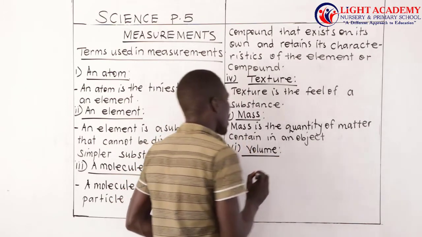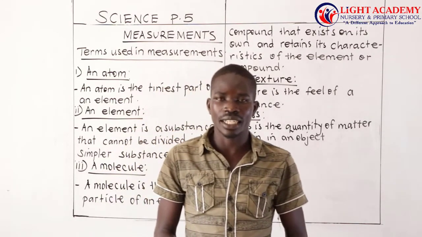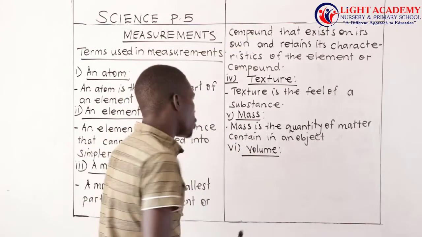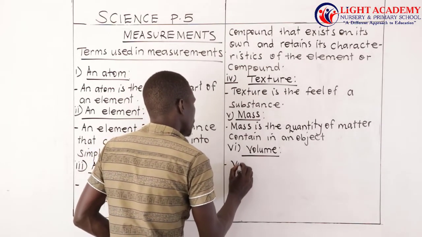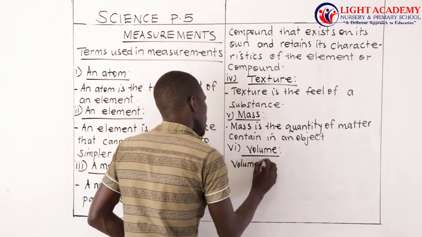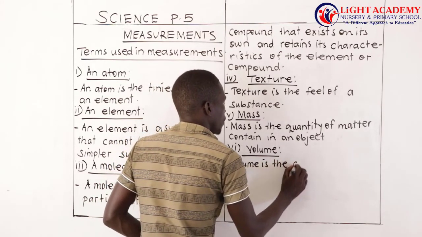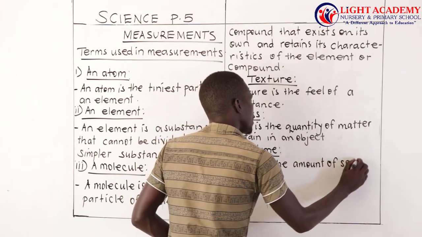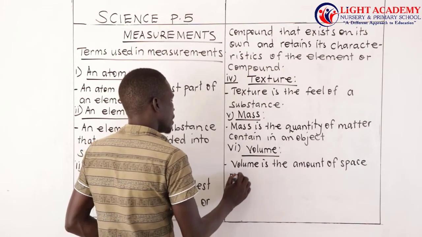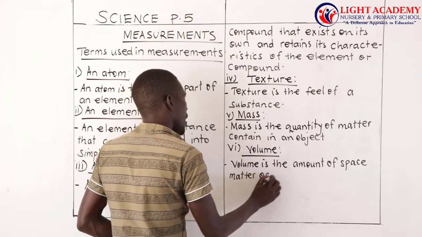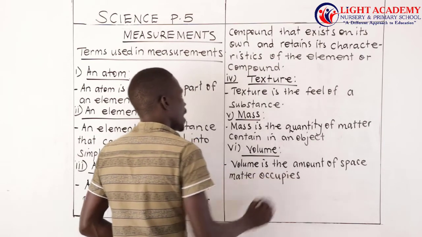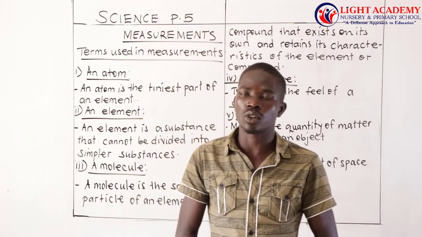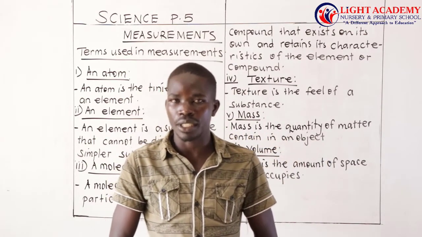When they ask what is volume, what will you give? Volume simply means the amount of space matter occupies. Volume is the amount of space matter occupies, or volume is the amount of space occupied by an object.